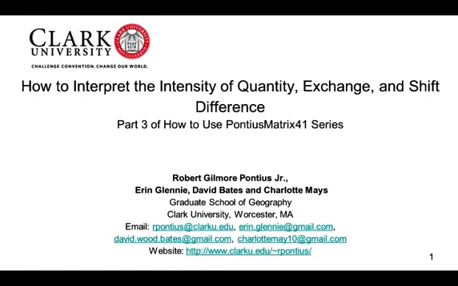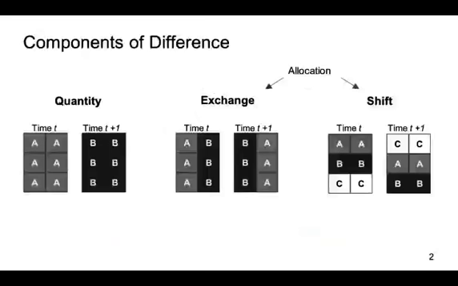This video is the third installment in the series, How to Use and Interpret Pontius Matrix version 41, made by graduate students at Clark University. In this video, we will cover how to calculate and interpret quantity, exchange, and shift intensity between two maps. We assume that you are familiar with the concepts of quantity, exchange, and shift as the three components of difference.